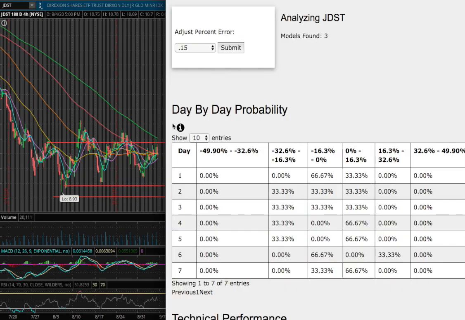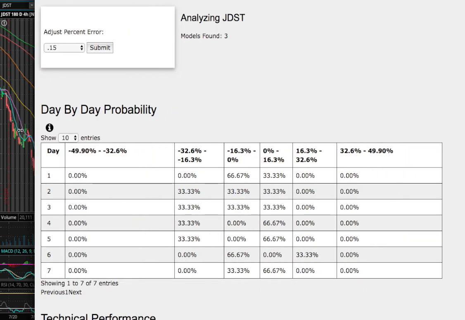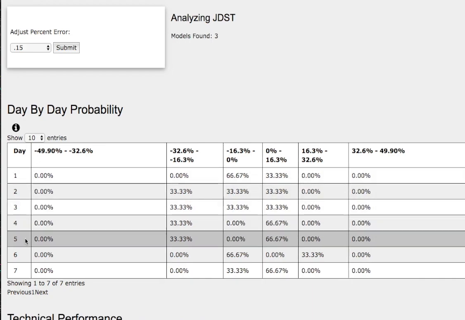So as for the day-by-day probability model for JDST, if we progress to the 5th day or week of trading, we have a 6-7% chance for it to climb between 0 to 16%. And to the downside, in the extreme case, a 33% chance for it to fall between negative 16% to negative 32%.